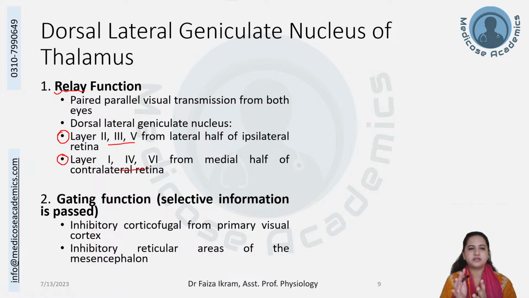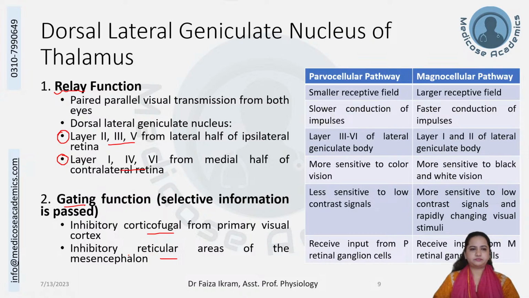It is kept separated in the layers of thalamus and also in the layers of the visual cortex. Another function performed by the thalamus over here is its gating function. Not every message is passed to the visual cortex, otherwise there will be bombardment of messages on our visual cortex. There are inhibitory corticofugal fibers coming from the visual cortex back to the thalamus and from the other areas of the brain to filter the messages, so that those which are important are sent and the rest are inhibited.